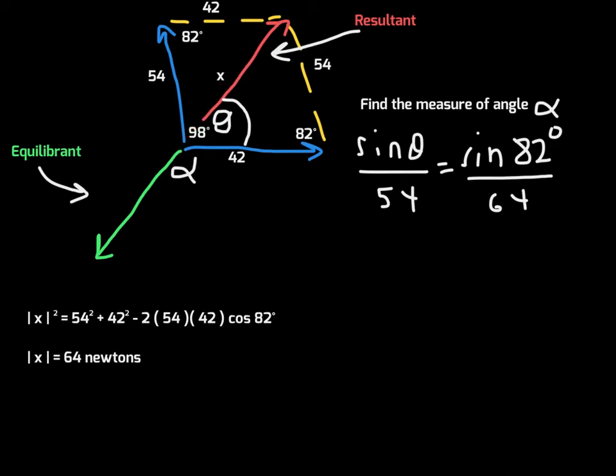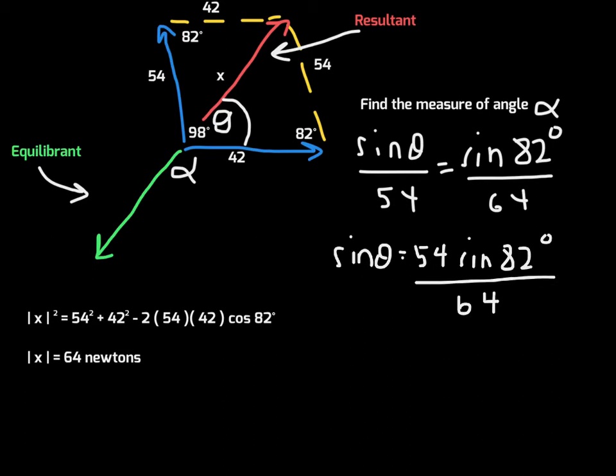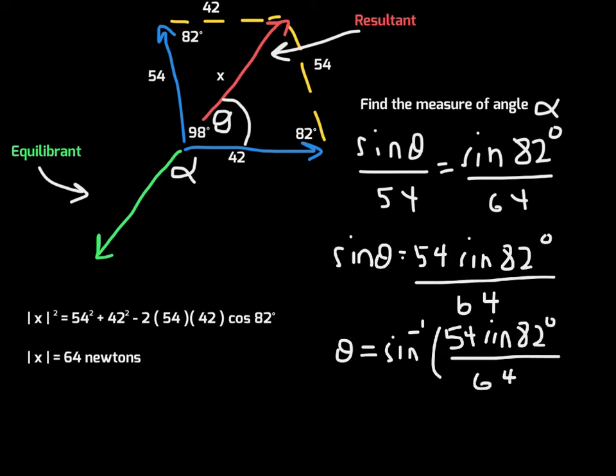All right. Then this will mean that sine of theta is equal to 54 times sine of 82 degrees, all that divided by 64. And to find theta, you're going to have to use inverse sine, right? Theta is equal to inverse sine of 54 newtons times sine of 82 degrees. Make sure your calculator is in degree mode, divided by 64.